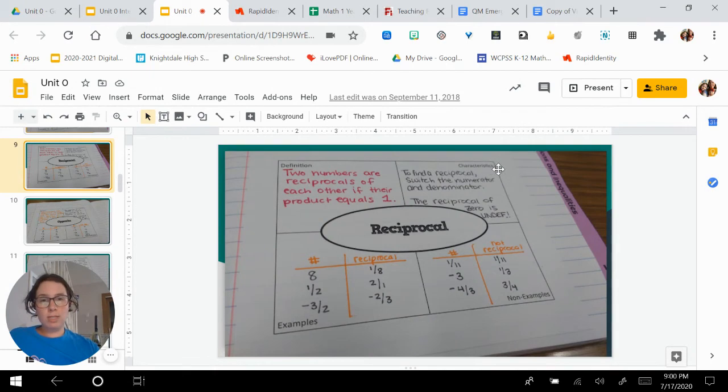So characteristics. To find a reciprocal, switch the numerator, remember that means the top number, and the denominator, that's the bottom number.